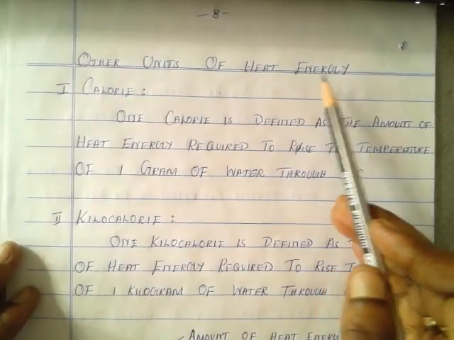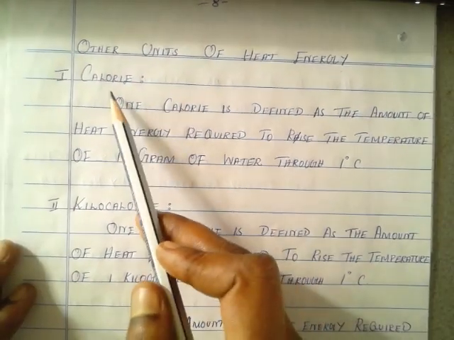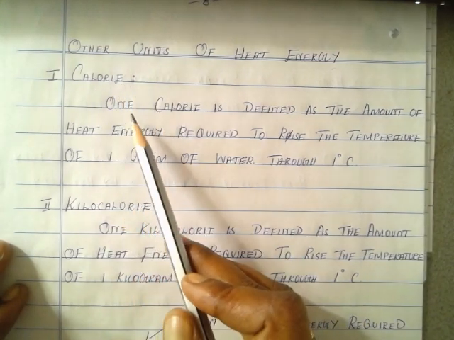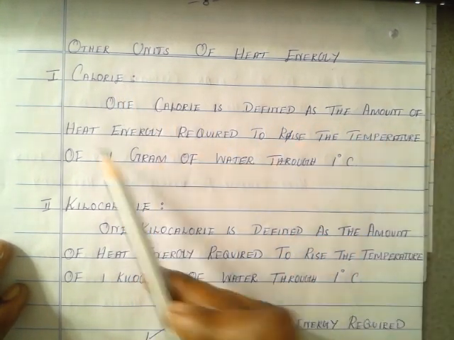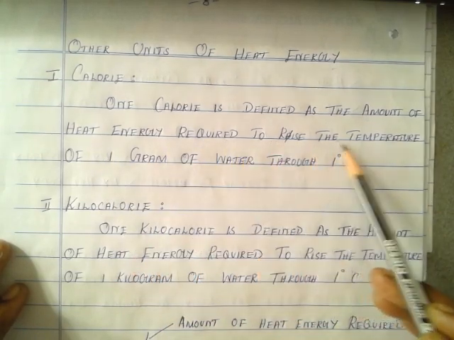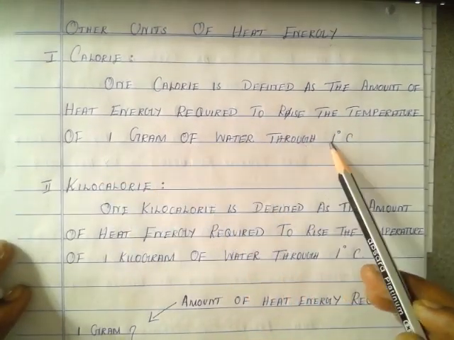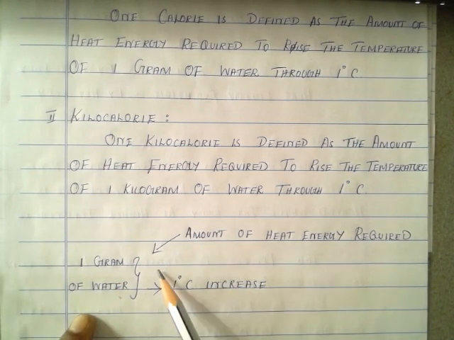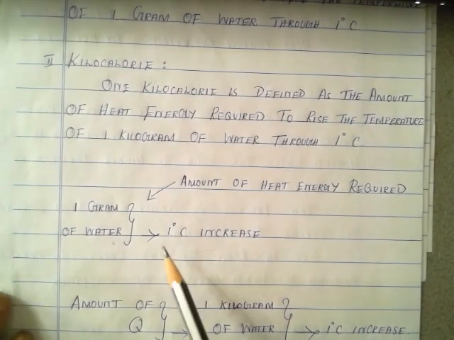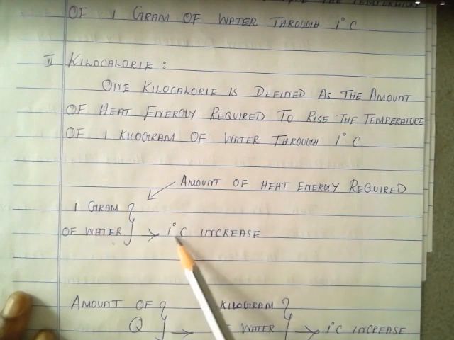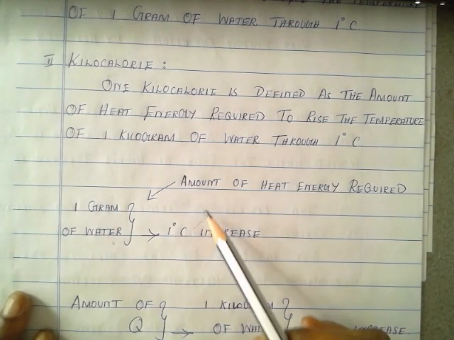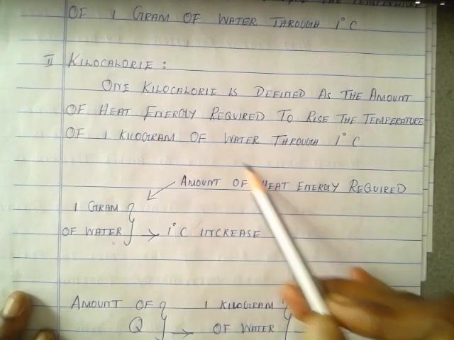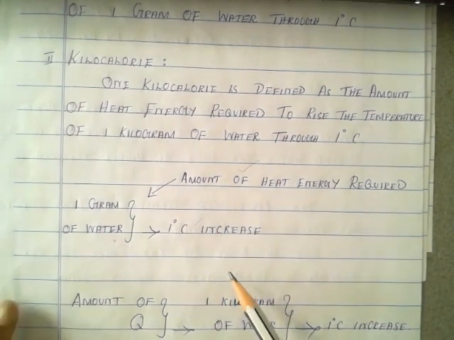Other units of heat energy. First one is calorie. 1 calorie is defined as the amount of heat energy required to raise the temperature of 1 gram of water through 1 degree Celsius. What is meant by that? We will take 1 gram of water, then apply some quantity of heat energy until the temperature of that 1 gram of water is raised by 1 degree Celsius. Now that quantity of applied heat is known as calorie.